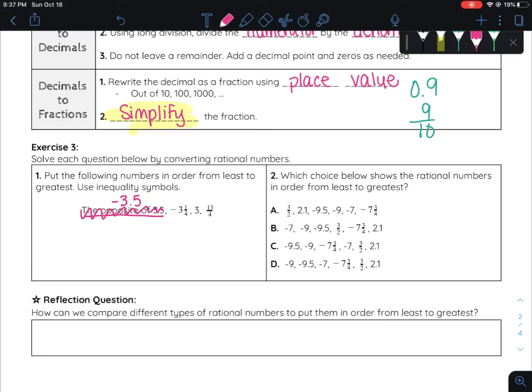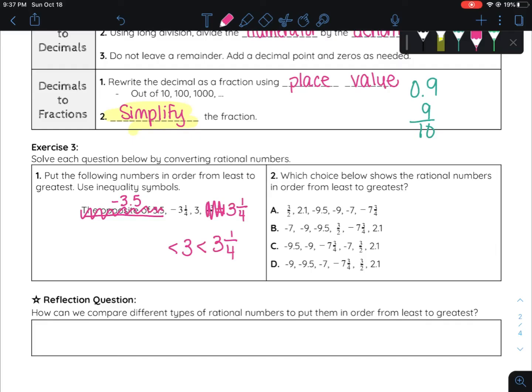Let me just change that. 4 goes into 13 3 times with 1 left over. So that's going to be positive 3 1/4. So now we've got negative 3.5, negative 3 1/4, 3, and then 3 1/4. So definitely I can do the 3 is less than 3 1/4. And then I know that these other two are going to have to be smaller. But we have to decide, is negative 3.5 the smallest or is negative 3 1/4 the smallest?